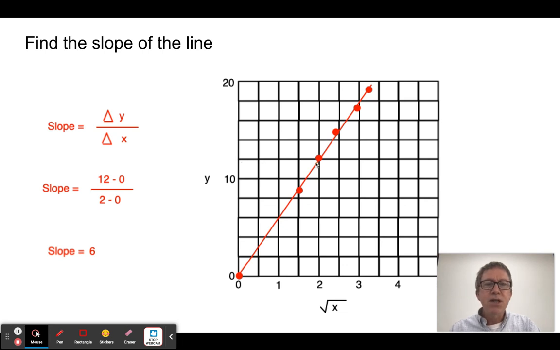So that's equal to 12 minus 0. Okay, so I went from here to here. So here's my initial, here's my final. 12 minus 0 for y, over my final x was 2, and my initial was 0. So over 2 minus 0. And that's going to give me a slope of 6. So now that I know what the slope is, that's the value of a in the equation.